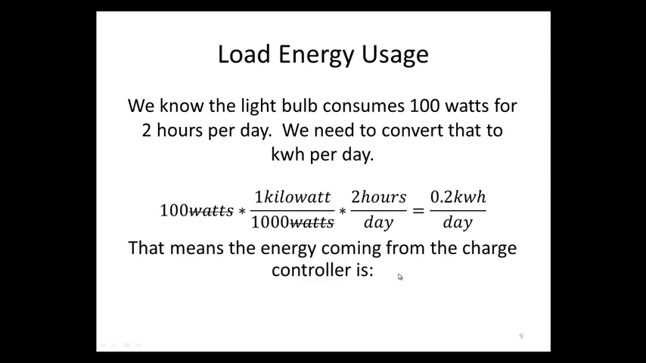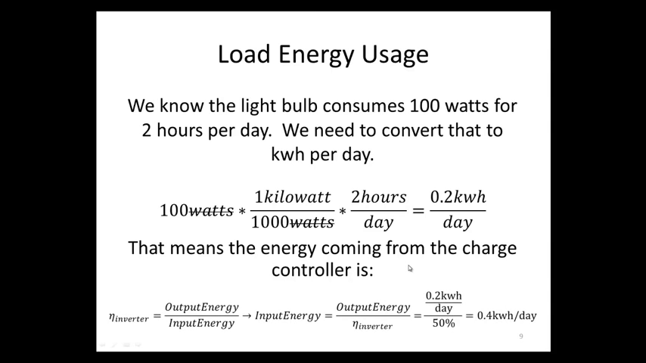So the energy coming from the charge controller, we use that same equation we used before, except now we use output energy and input energy instead of powers. We can do the same equation because we can use efficiency with energy or power. And we find that we need 0.4 kilowatt hours per day coming out of the charge controller.